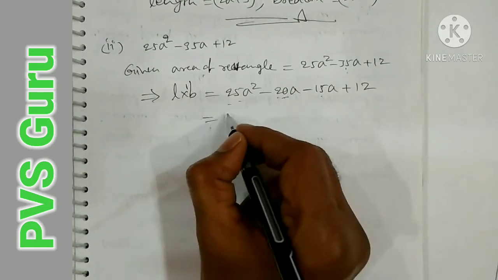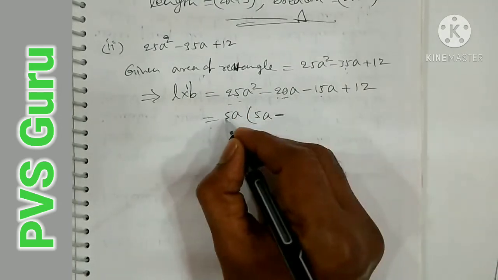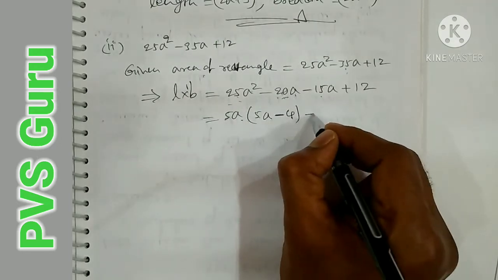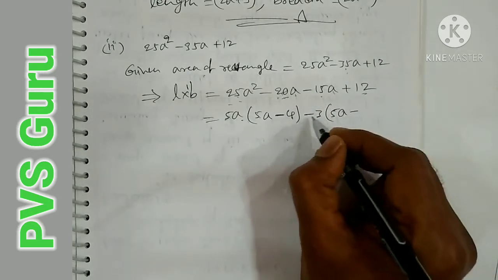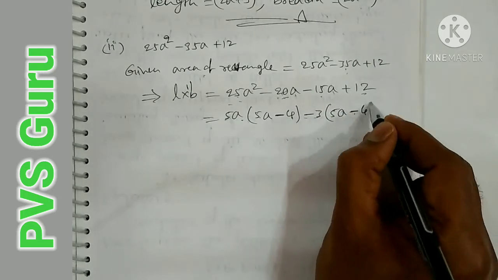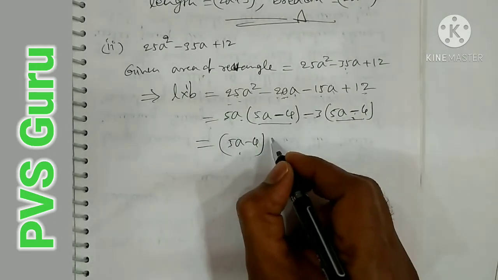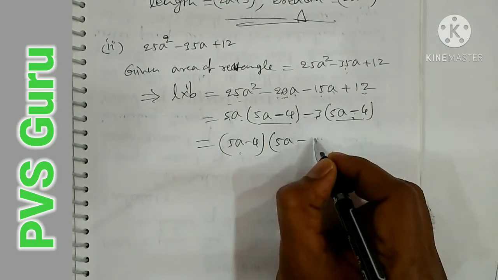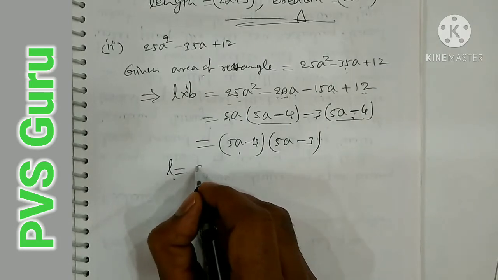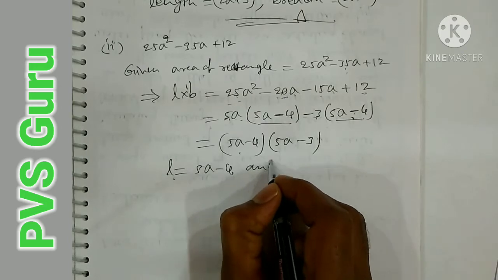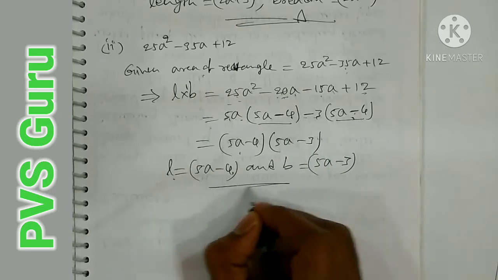In these two, 5 is common. 5a, 5 5s are 25, a into a square minus 5. 4s are 20, a is common. Here you take 3 common, minus 3, 3 5s are 15, a is a only, minus into minus plus, 3 4s are 12. 5a minus 4 is common, so here the remaining term is 5a minus 3. So therefore the length of the rectangle L is equal to 5a minus 4 and the breadth of the rectangle is 5a minus 3. This is the answer.